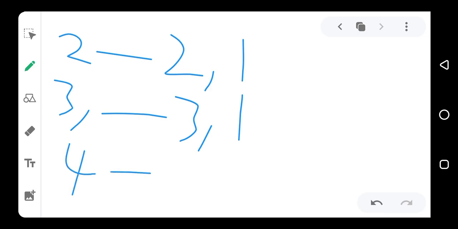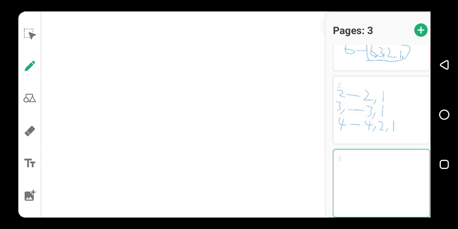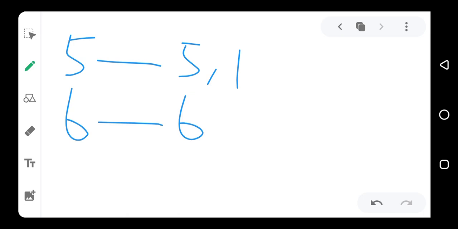4. 4 can divide itself. 2 can divide it, and 1 can divide it. 5. 5 can divide itself, and 1 can divide it. 6 can divide itself, 3 can divide it. 2 can divide it, and 1 can divide it.